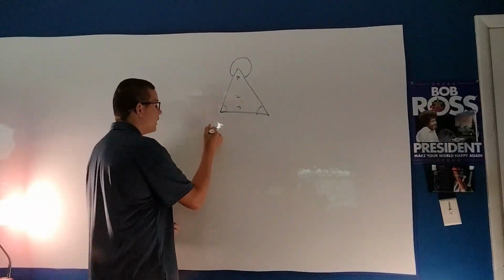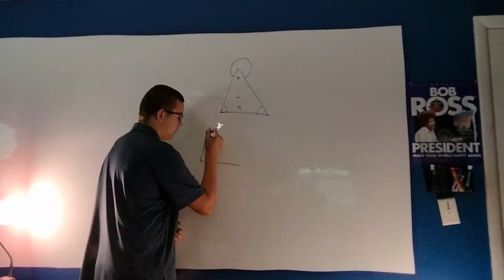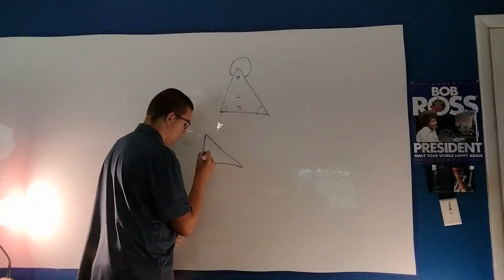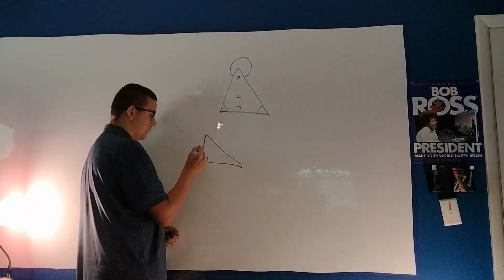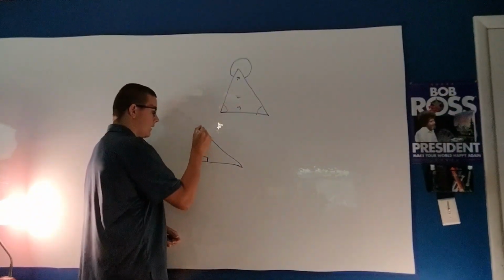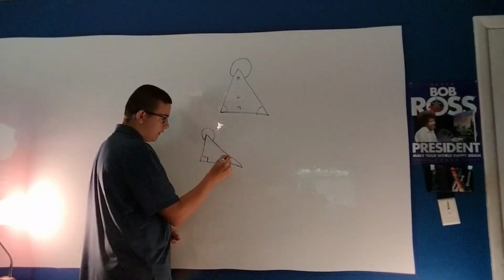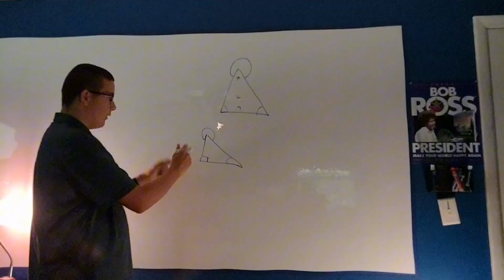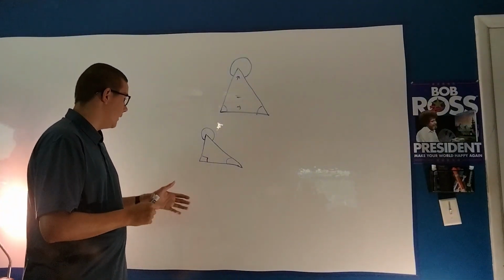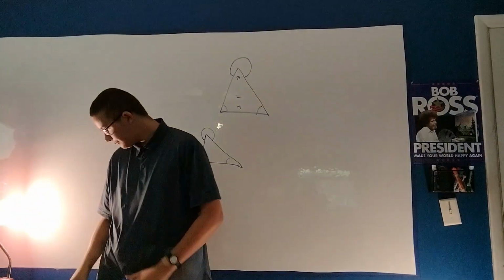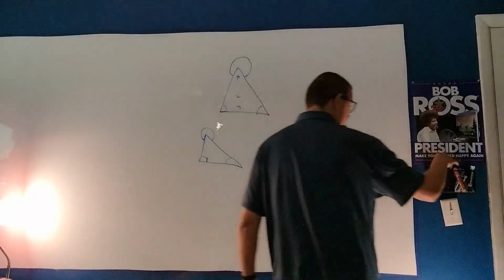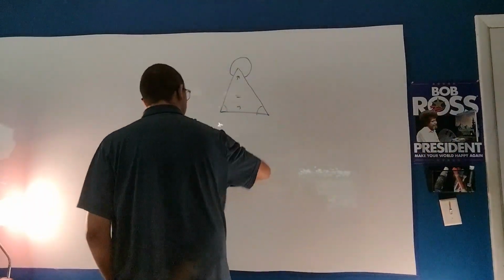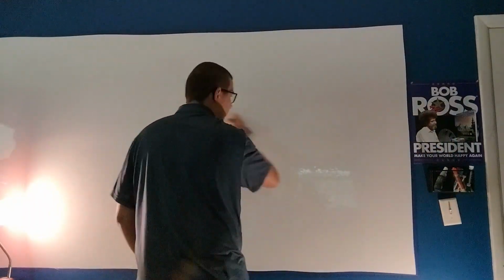So if we choose any other triangle for this, make a right triangle here. If we want to find this right here, it would be 90 degrees. This angle plus this angle equals this huge angle out here, that giant obtuse angle.